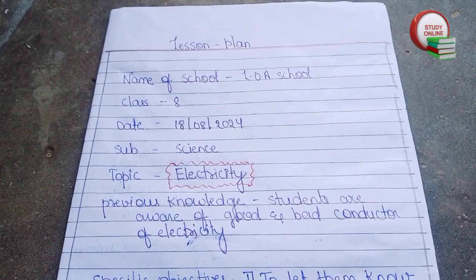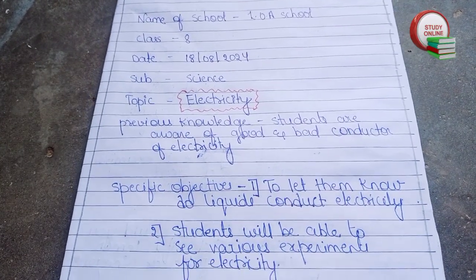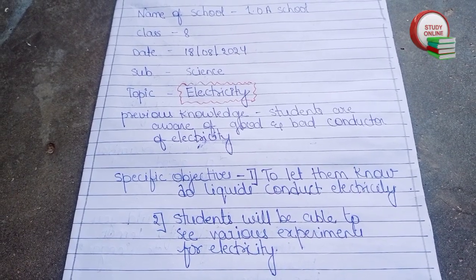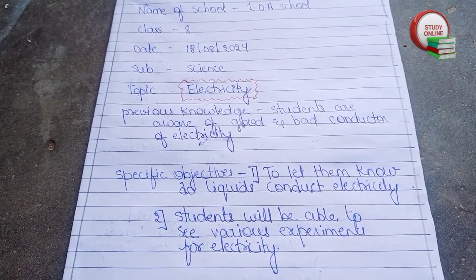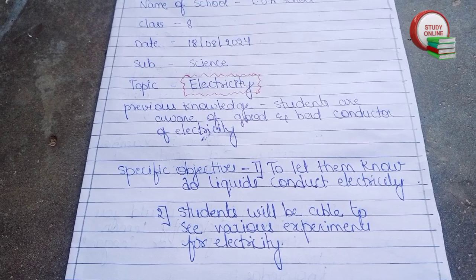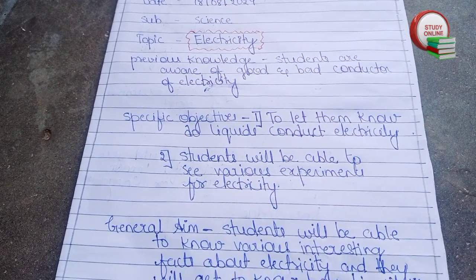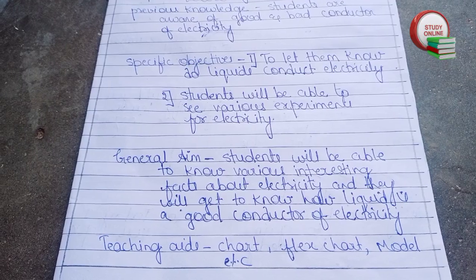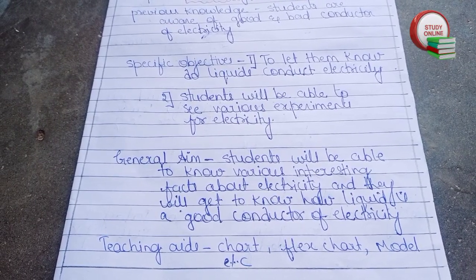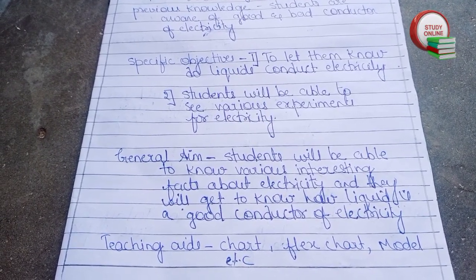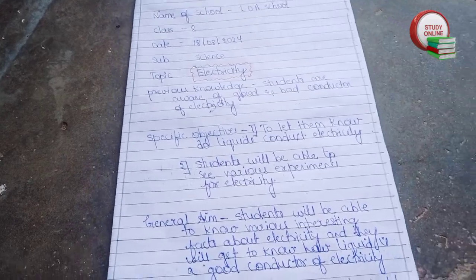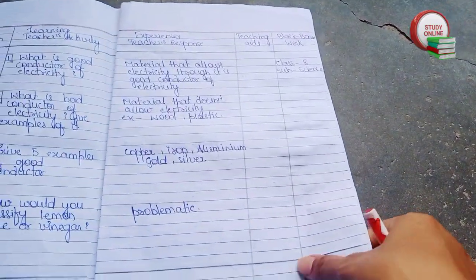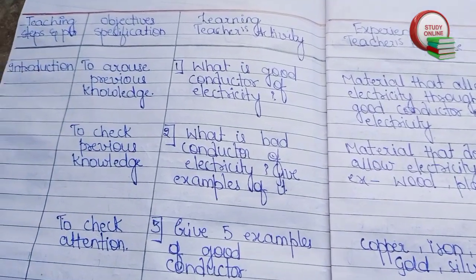For previous knowledge, we have to write whatever students are already aware of. So students are already aware of electricity, how to use it, and good and bad conductors of electricity. And for specific objectives we have to write whatever aims and objectives are behind teaching this particular or specific lesson plan. Here you can see the general aim also, so you can see how we have to write. Now let's turn the page and let's see the introduction part.